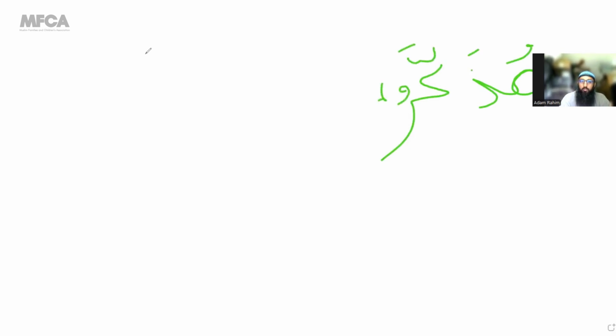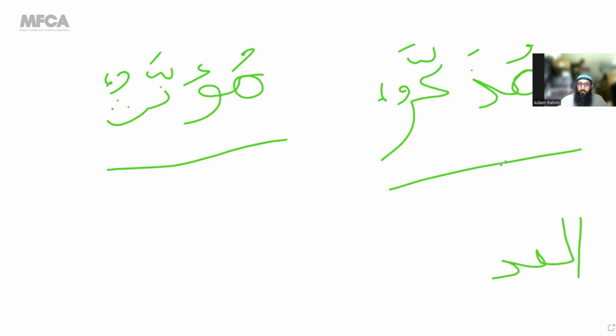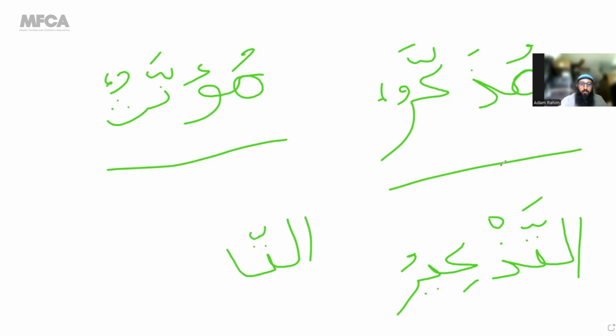مذكر or مؤنث. مذكر meaning the word is masculine. مؤنث means that the word is feminine, right? This is known as التذكير and التأنيث.